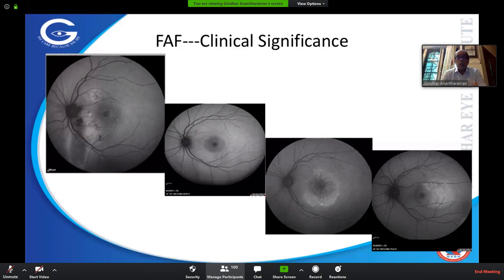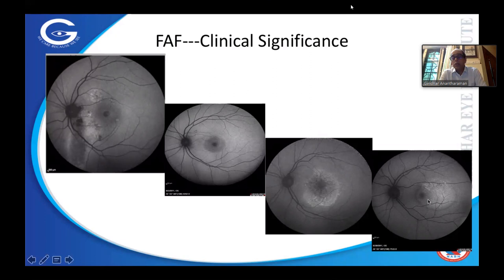You can see here, this is a patient with an acute disease, and these are patients who are having a resolved disease, a chronic disease resolved. Once you have that sort of a situation, you see the areas of increased autofluorescence. Whereas in a classic acute case, there's actually a slight decrease in the autofluorescence because of the presence of the fluid, which is acting as an impediment for the normal fluorescence from behind. So that is a very important feature.